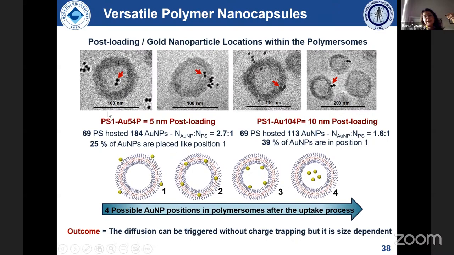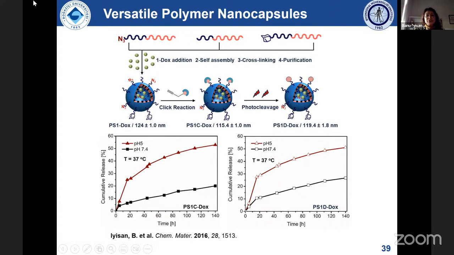This was important for synthetic cell mimicking approaches, because our cells also take in ingredients. This post-loading approach was a bit of a trial. But now I'm coming to a more recent work. These polymersome capsules also have pH-sensitive drug delivery ability, as you can see here. We could release the drug in acidic conditions in a higher amount than in normal physiological conditions, which can help us use them for selective drug release as well.